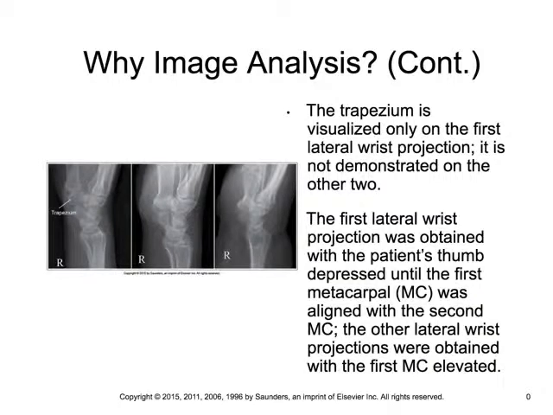Another reason why we should consider image analysis closely deals with the wrist bones. In this case, we can see the trapezium very clearly on the image on our far left, free of superimposition. It is not being demonstrated on these other images because we have not appropriately depressed the metacarpal so that it was aligned with the plane of the image receptor. In that case, this first metacarpal bone is now occluding the trapezium.